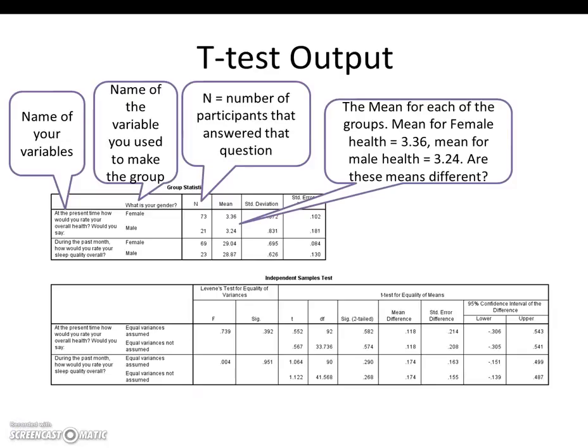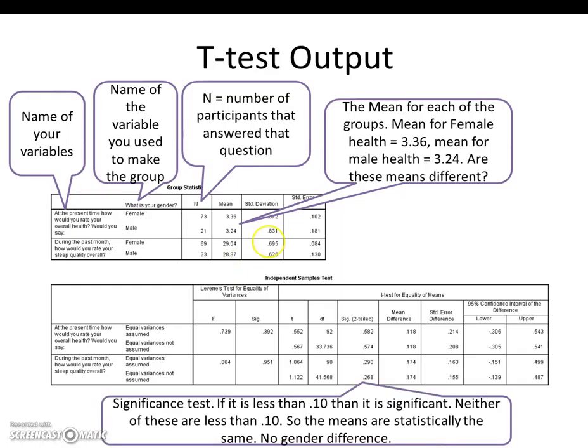So right now we see that it looks like they could be different. It's 3.3 and 3.2, but is that really statistically different? And the same with the sleep quality. Here we have a 28.8 and 29. Those are pretty close, but are they statistically different?